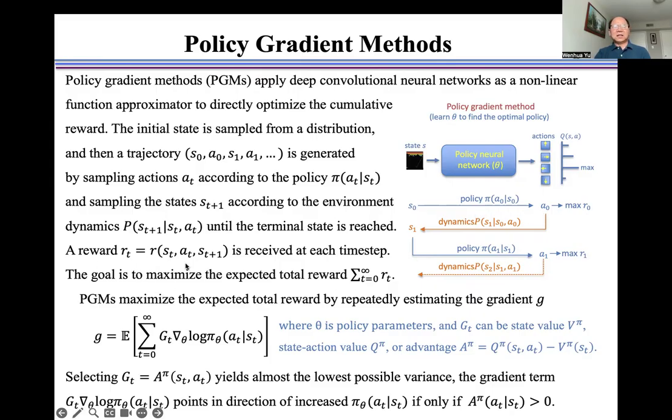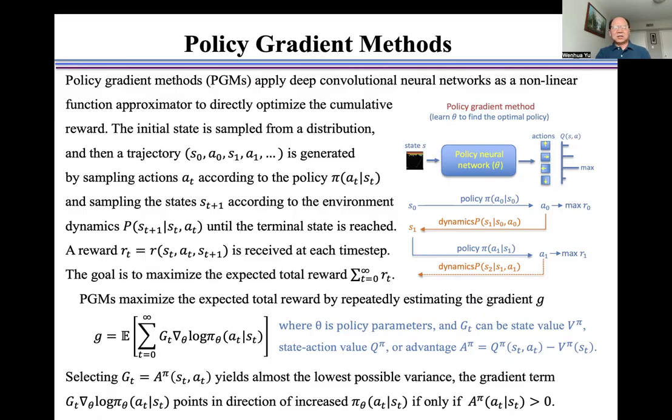A reward r_t is received at each time step. The goal is to maximize the expected total reward. The policy gradient method maximizes the expected total reward by repeatedly estimating the gradient g, as shown here, where theta is the policy parameters and Psi_t can be the state value V, state action value Q, or advantage A.